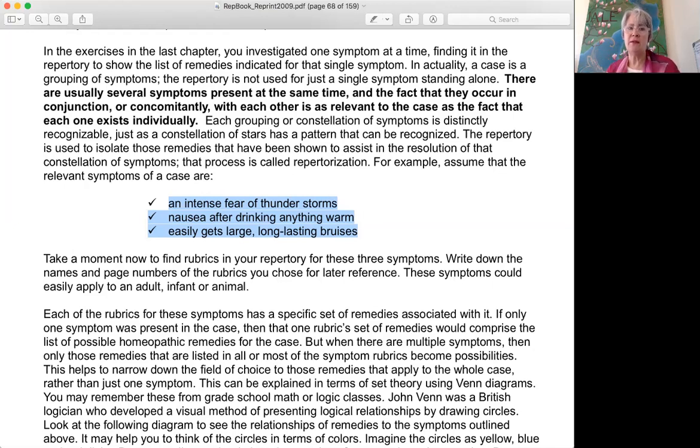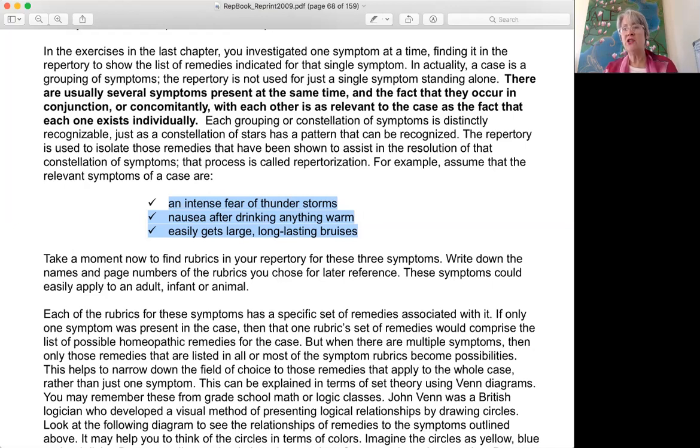Let's see what we can find. The first one we're going to find is fear of thunderstorms. Where are we looking for that? All right, so dots on it. Mind, fear, thunderstorms. Okay, so 1, 2, 3, 4, 5, 6, 7, 8, 9, 10. Looks like there's 11 remedies in there. So that's our first one.